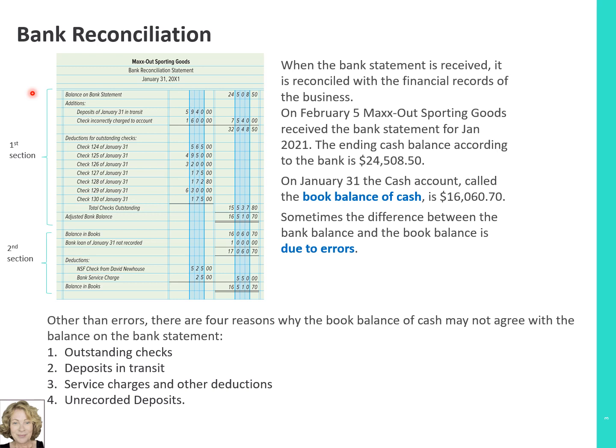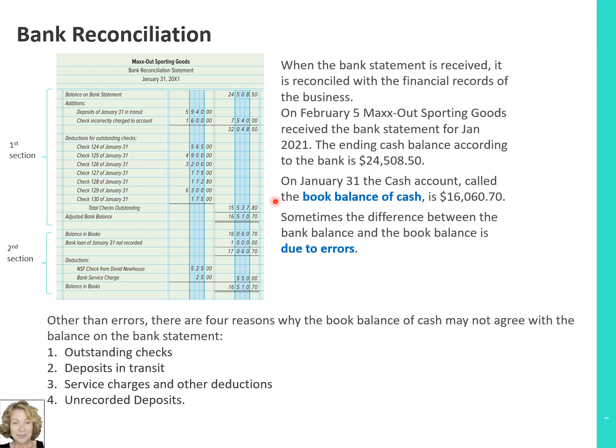When the bank statement is received, it is reconciled with the financial records of the business to ensure that A, our general ledger includes all transactions, and B, the transactions listed on the bank statement are accurate. So on February 5th, Max Out Sporting Goods received a bank statement for January 2021. The ending cash balance according to the bank is $24,508.50. On January 31st, the cash account, called the book balance of cash, is $16,060.70. So why is the bank and book balance not the same amount?